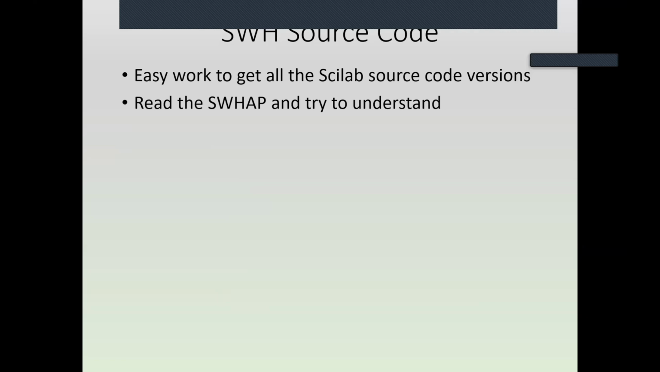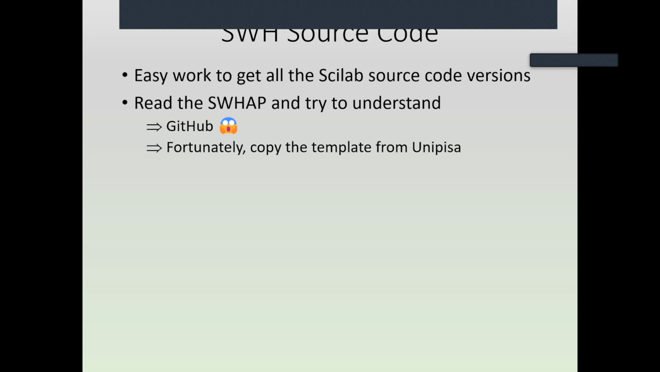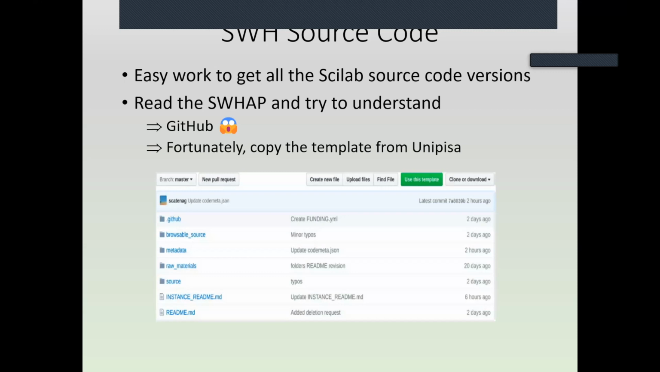So this is easy. I read the 16 pages of SWHAP and tried to understand them. I failed. And I see GitHub. Ah, GitHub. I already used GitHub a few years ago for a book. And at that time, I didn't understand exactly what it was, how it worked. And when I see that we have to put it in GitHub, I don't understand completely how it works. So fortunately, we have only to copy a thing. I copy the thing from Unipisa and hop, I put Scilab in it. The work is in progress.